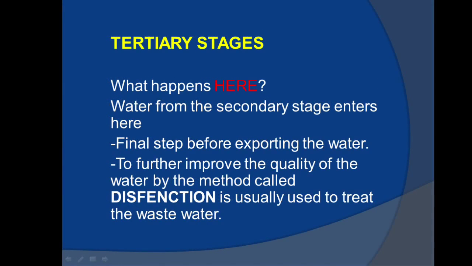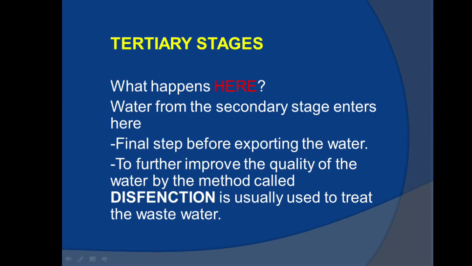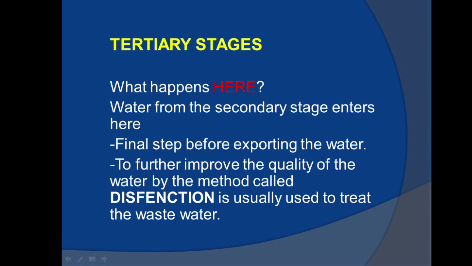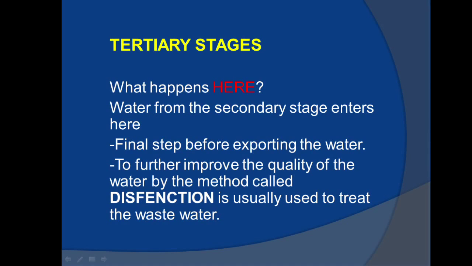Now, at last we reach the tertiary stage. This is the final stage before exporting water to the external environment. To further improve the quality of water, disinfection is used to treat the wastewater. Disinfection is divided into three methods, namely chlorination, UV light, and ozone. Chlorination is the most conventional method because it's cheap and affordable, so most companies use this method to treat their water. The second method, the UV light method, is expensive because there is a high maintenance cost to replace the UV light when it has been used for a very long time.